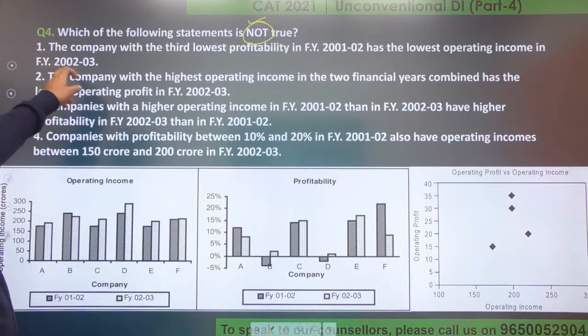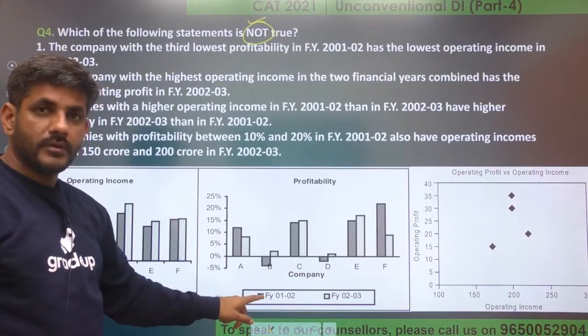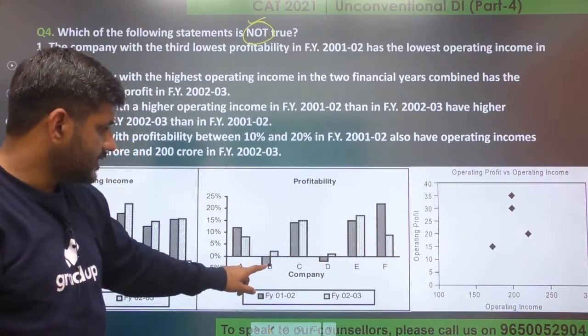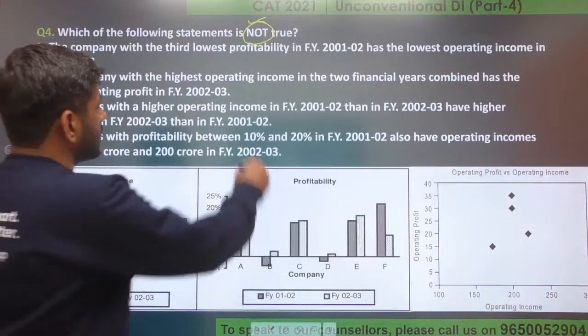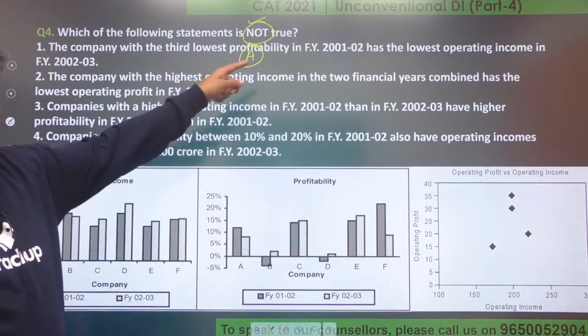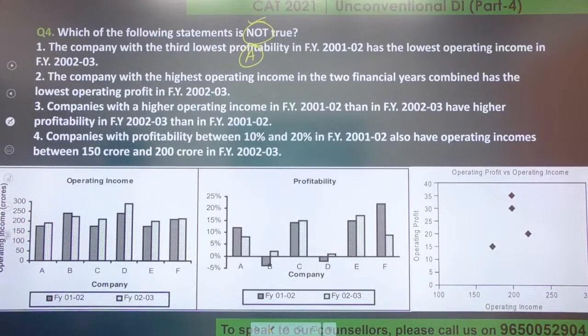First statement. The company with the third lowest profitability in 0102. Third lowest would be, these two are the lowest, right? The third lowest would be A. So can I say he is talking about A here? The company with the third lowest profitability should be A. Has the lowest operating income in 0203. 0203 की बात कर रहा हूं मैं, यहां पे आ जाइए, right? So do they have lowest operating income in 0203? Yes, they are having lowest operating income in 0203.